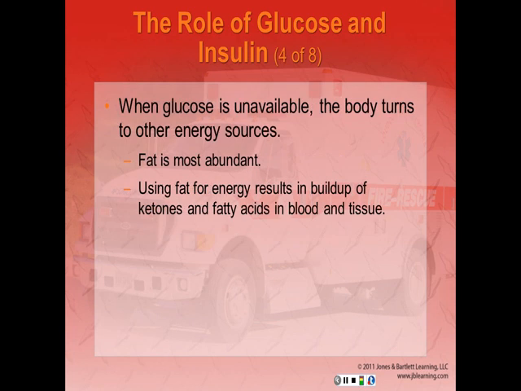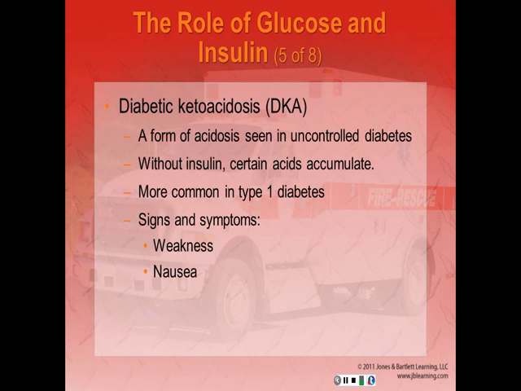When glucose is unavailable to the cells, the body turns to other fuel sources. Fat is the most abundant source of energy, and ketones and fatty acids accumulate in blood and tissue, causing acidosis when fat is used for energy. Diabetic ketoacidosis is a form of acidosis seen in uncontrolled diabetes.